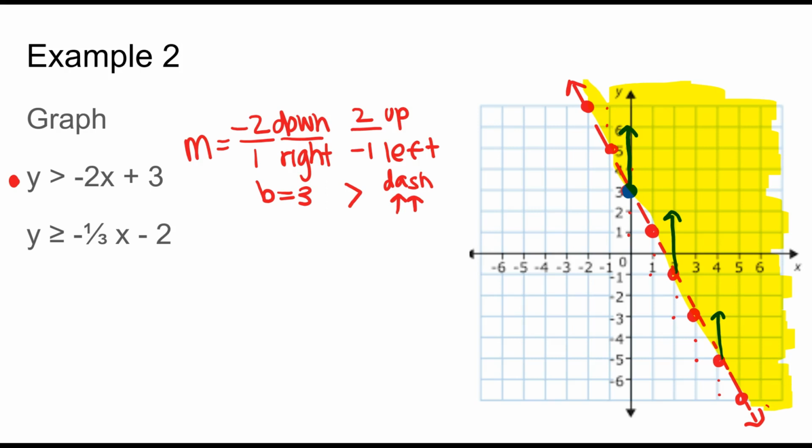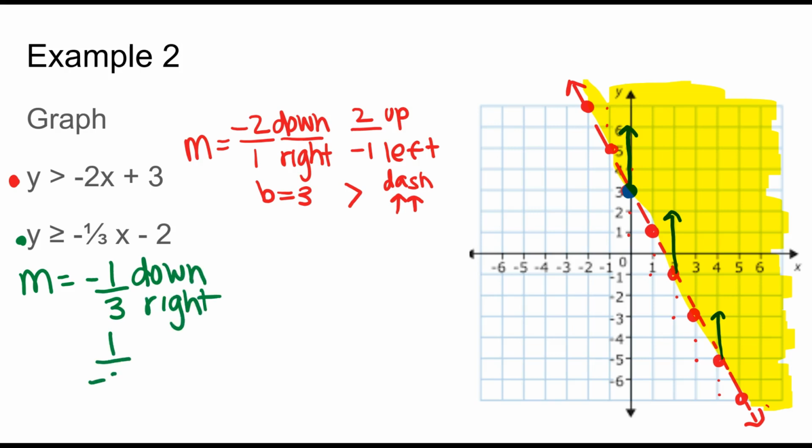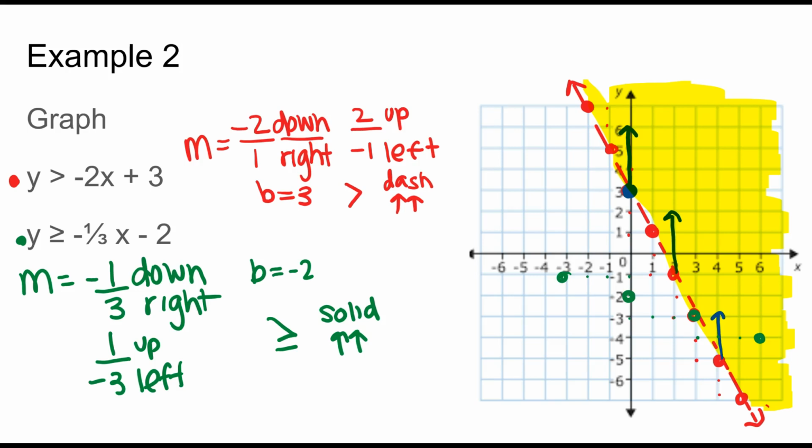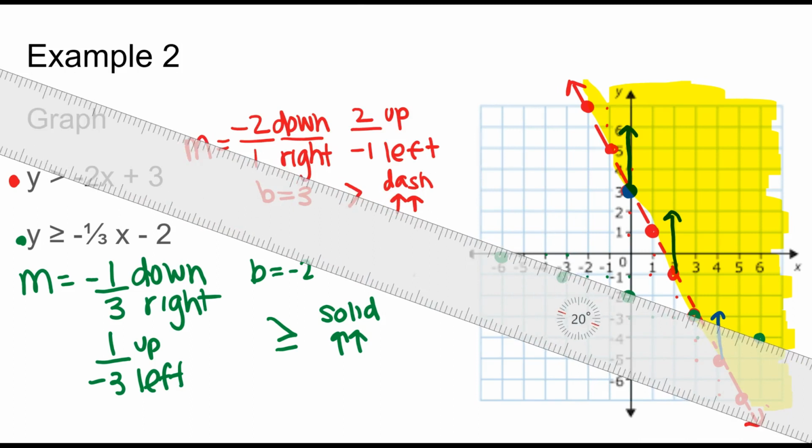Great. Okay, let's do the second one. So we've got m equals -1/3, down to the right, 1/-3, up and to the left. The y-intercept is -2. Our symbol is greater than or equal to, which is a solid line, and we're going to be shading above. So we've got -2, down 1, 1, 2, 3, up 1, 1, 2, 3. All right, we're going to connect our dots in a solid line.